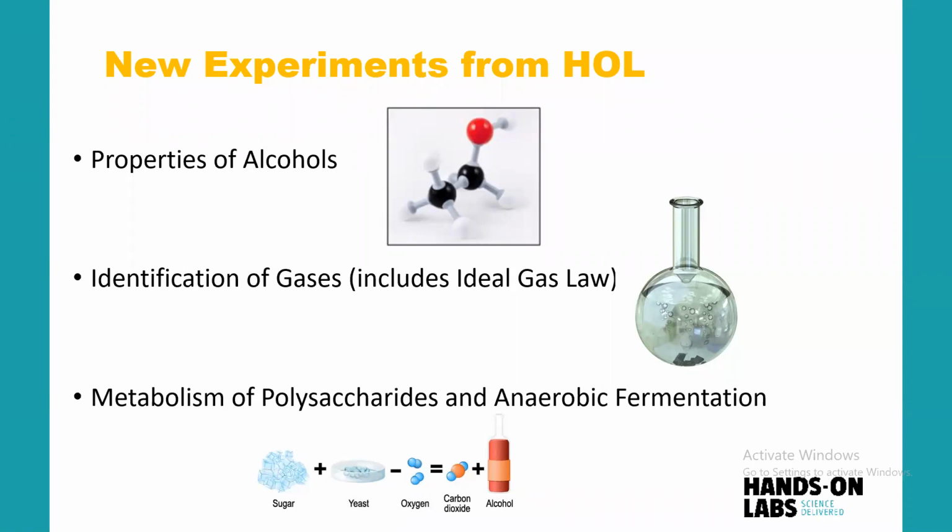Additionally, we expanded our identification of gases experiment to include the ideal gas law, in which the student will be looking at a Charles law experiment to look at the relationship between temperature and volume. And then finally, one of the other new experiments we've done looks at metabolism, which was missing from our library. The student will extract starch from a raw material, degrade it down to simple sugars, and feed it to yeast. They will then monitor the fermentation and consumption of those simple sugars into alcohol by looking at the gravity of the solutions they're creating.